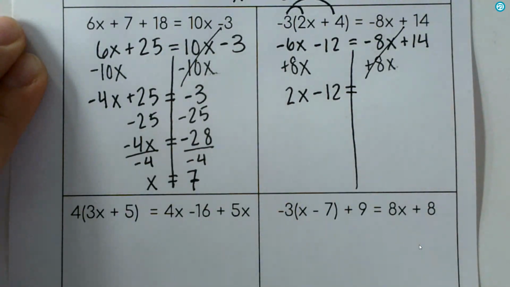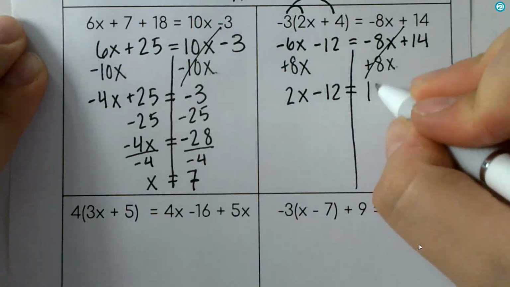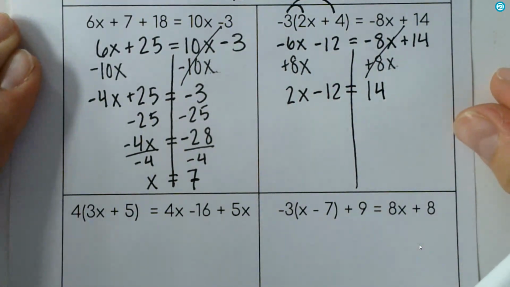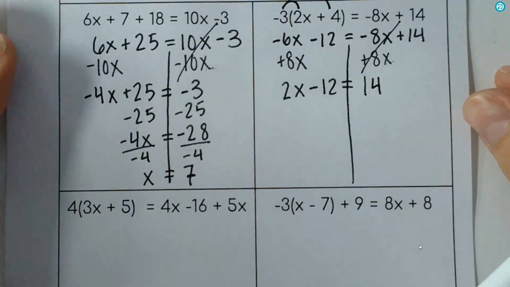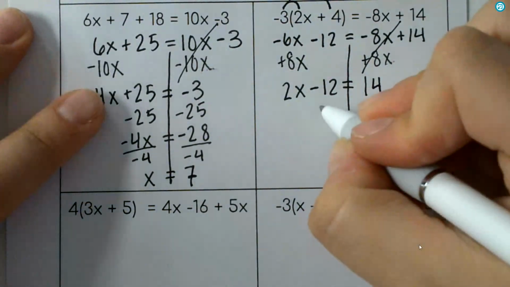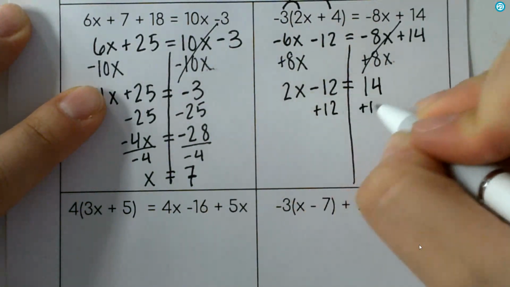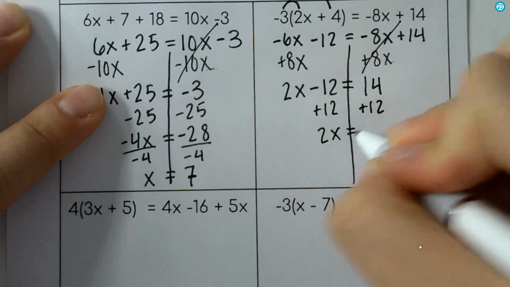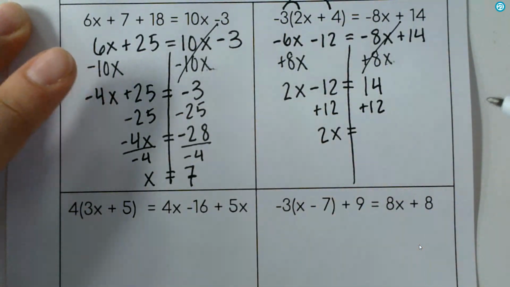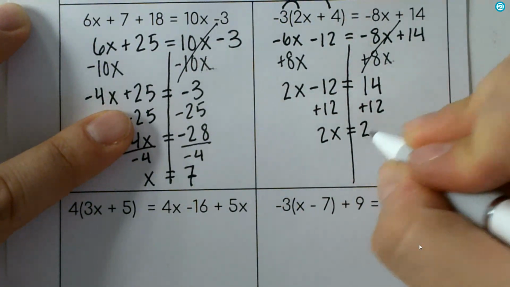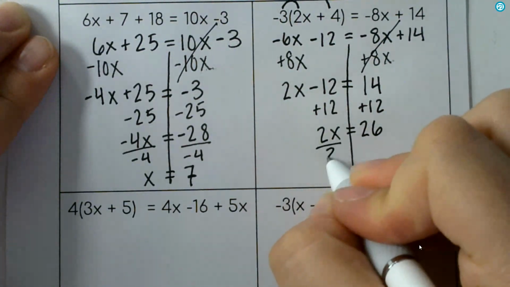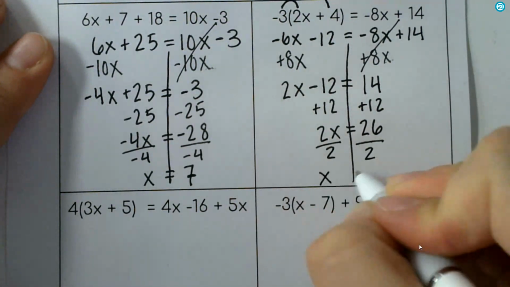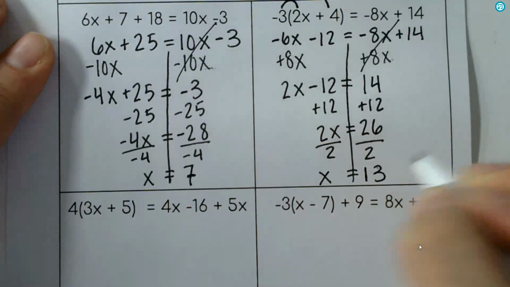this negative 8x plus 8x cancels out. I have 14 over here. And I add 12 to both sides. Yay. I've got 2x equals 14 plus 12 is 26. And I divide both sides by 2. Get x equals 13. Oh, yeah.